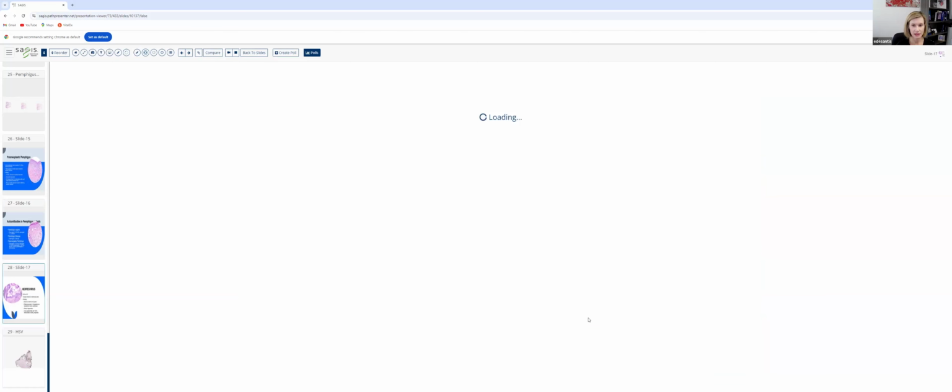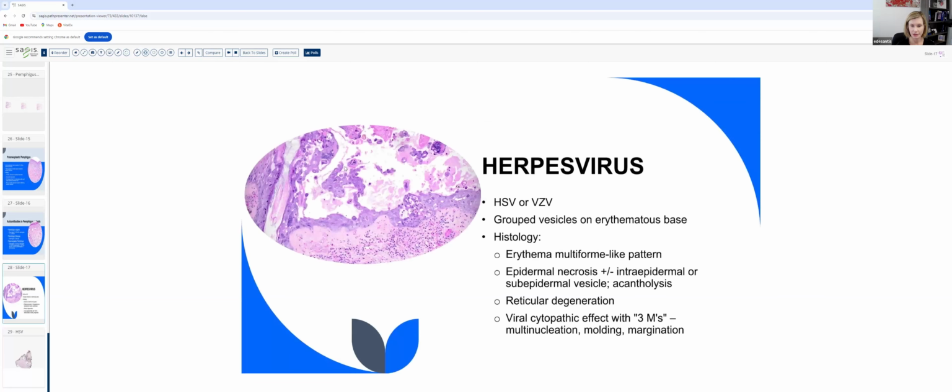And then the last entity that we will discuss for intraepidermal acantholytic processes is herpes virus. This can be herpes simplex virus or varicella zoster virus. It clinically presents as grouped vesicles on an erythematous base.